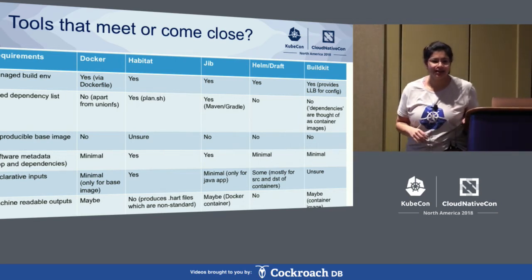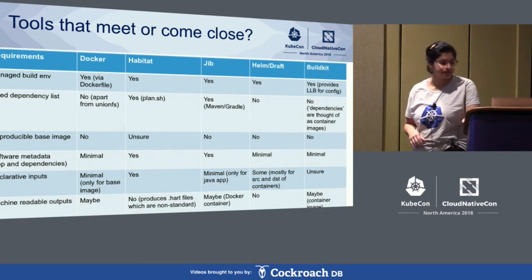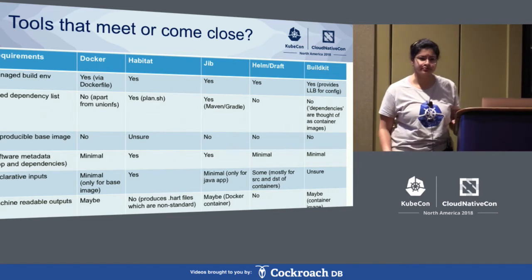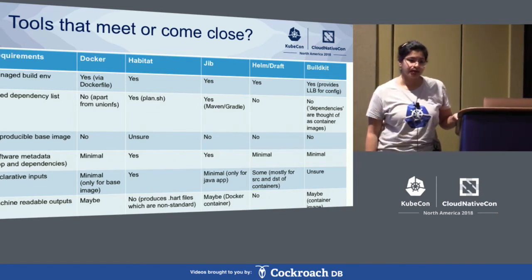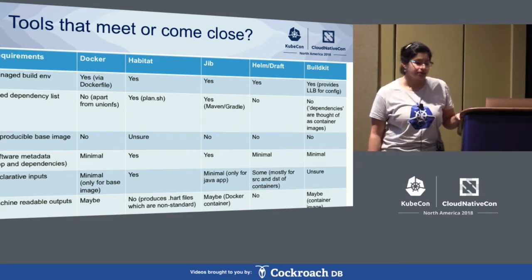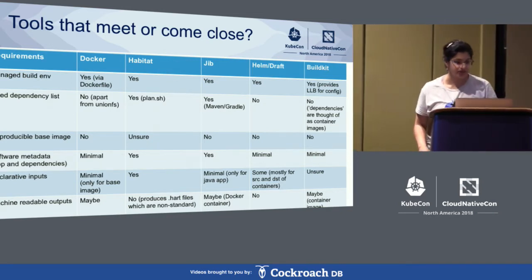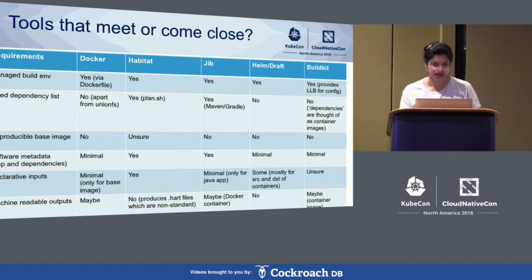Yes. What do you mean by no dependencies on BuildKit? BuildKit is basically a dependency graph that gets executed. So when you say there's no dependencies, what do you mean by that? It means no dependencies on the base OS is what I'm looking at. So there's this thing called reproducible base image.